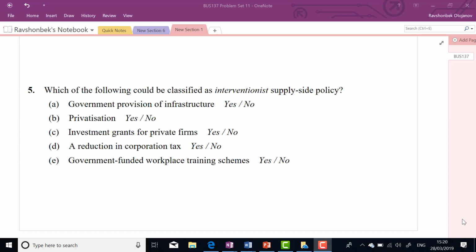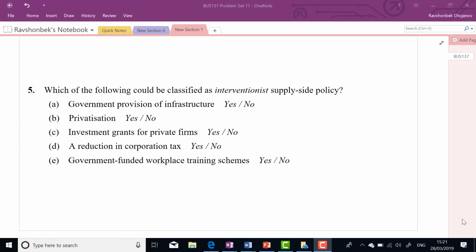So that's no here. It's not an interventionist policy. Now, see, investment grants for private firms. Is this interventionist? What do you think? Well, it's a grant. You just give it to people. You're intervening in the economy. Instead, the private firm should apply for loans from banks. But then government says, okay, I'm going to give you a grant. It's like government is playing a role and not reclaiming it back. This money could have been spent somewhere else, for example, NHS.